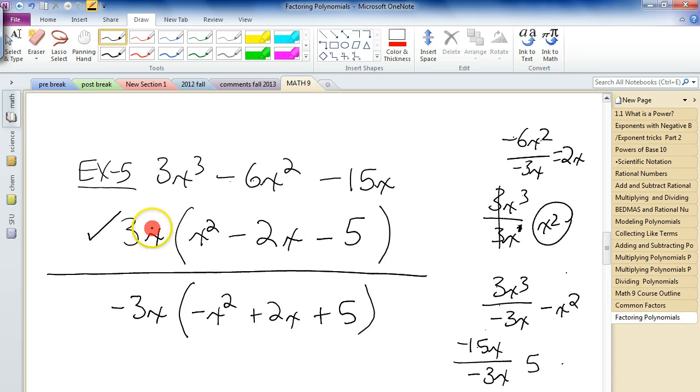Doing the double check, we know that this works out. It does. This also works out. Negative 3x times negative x squared gives you positive x cubed. Negative this times positive that gives you negative 6x squared. So you have options with the negative signs. Okay, so both of them are right. This probably looks a little neater. You don't want to have negative signs out front, but there you go.